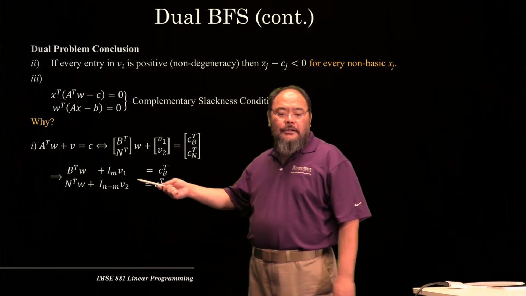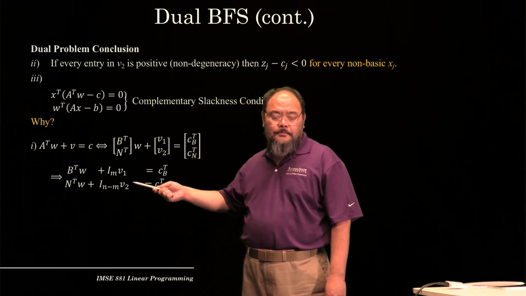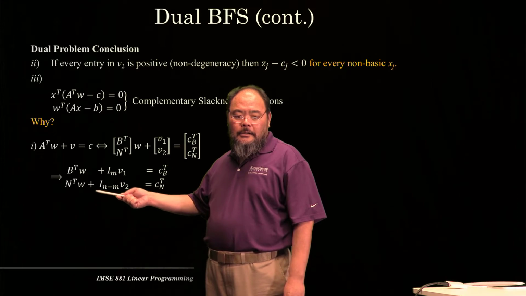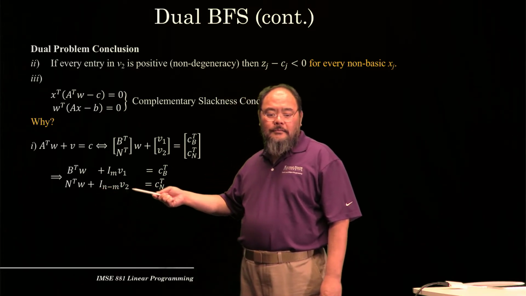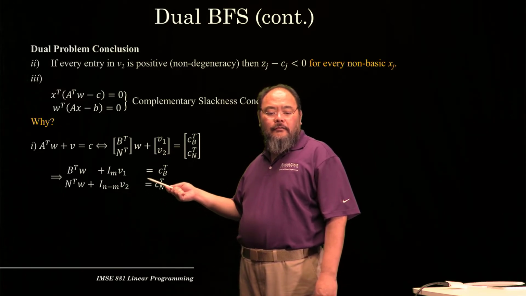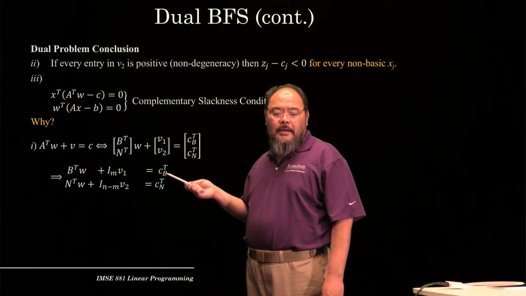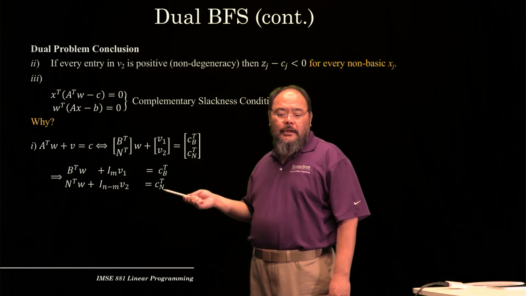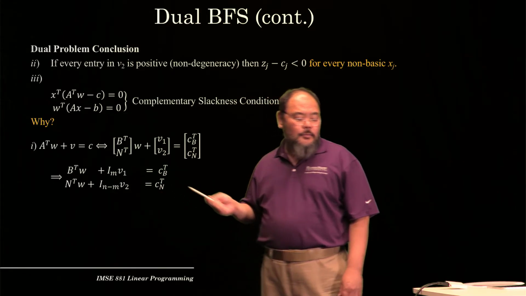B transpose, N transpose, and the identity matrix with dimension M times V1, and the rest of the rows, the identity matrix with dimension N minus M times V2. So the first part equals the cost coefficient for the basic variables, and the second part corresponds to the cost coefficient for the non-basic variables.